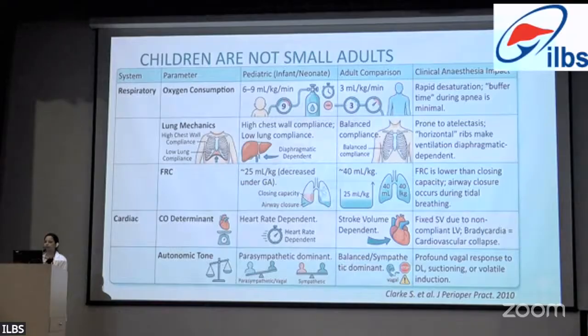In the cardiac system, their cardiac output is heart rate dependent because they have fixed stroke volume due to a non-compliant LV, and bradycardia means cardiovascular collapse. Their autonomic tone is primarily parasympathetic dominant, which causes profound vagal response leading to bradycardia during direct laryngoscopy and suction.